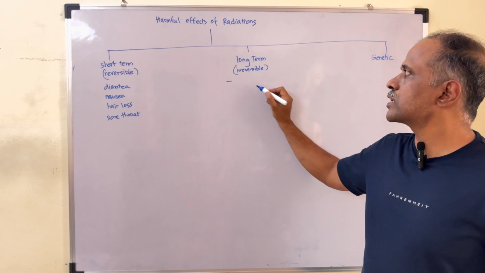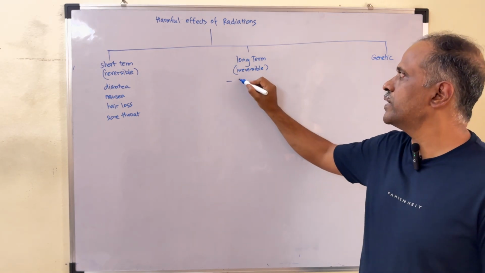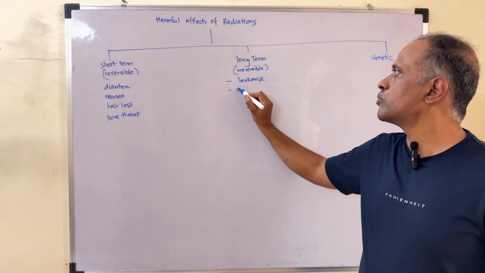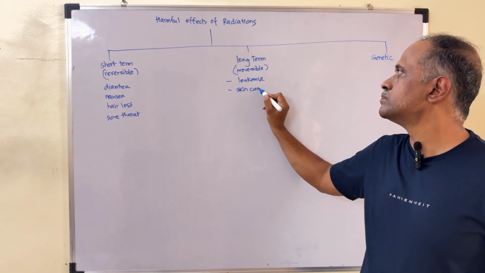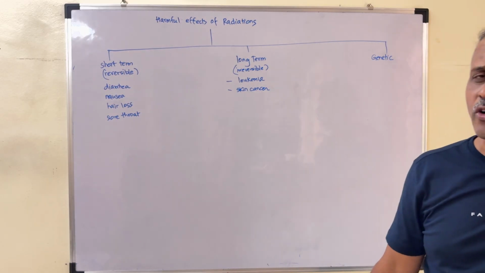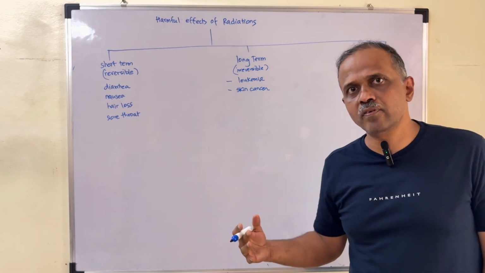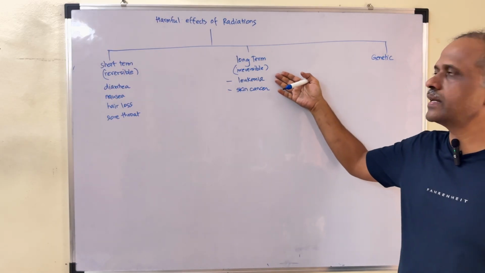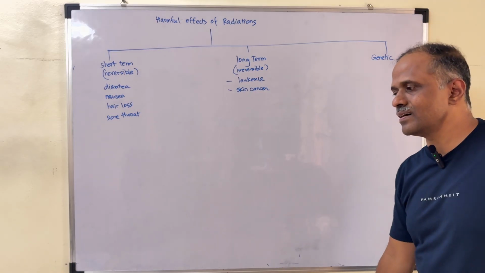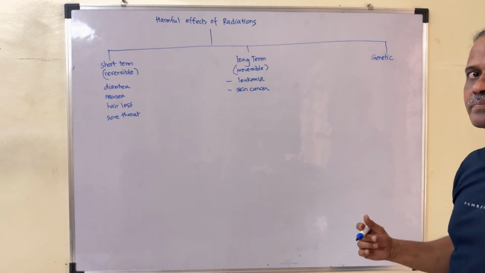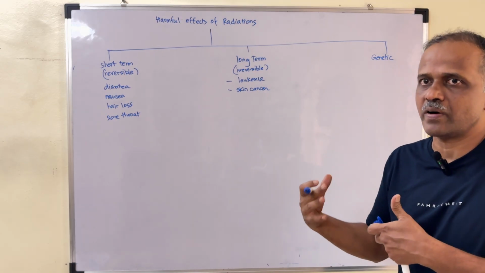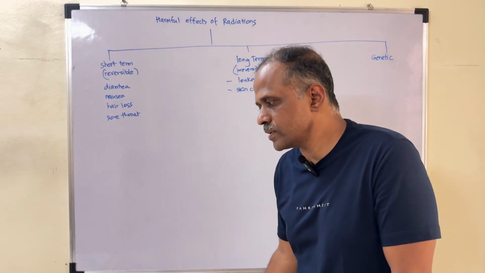Whereas long term would be leukemia or skin cancer. So these are the long term effects. If we are continuously exposed beyond a certain level of radiation, then we might get leukemia or skin cancer. Now the third and most important is the genetic, that is the genes are altered, and this abnormality or defect is passed from one generation to another.